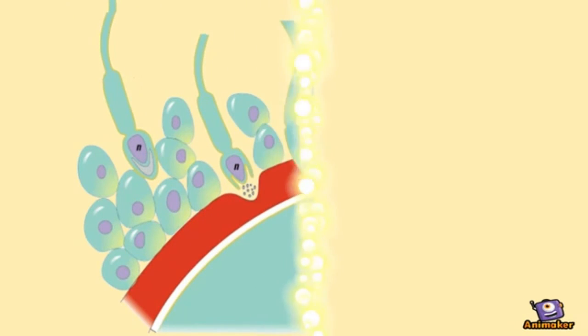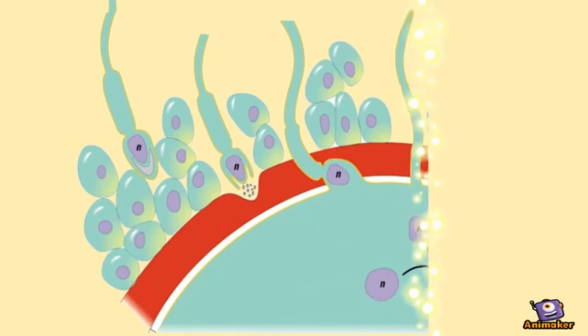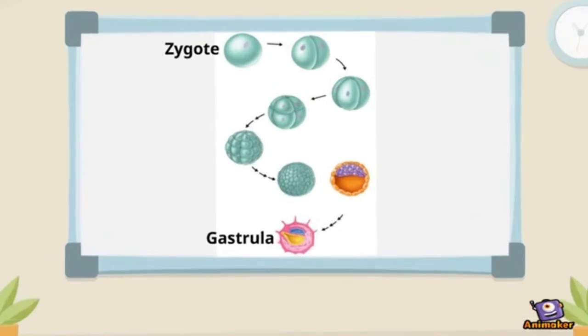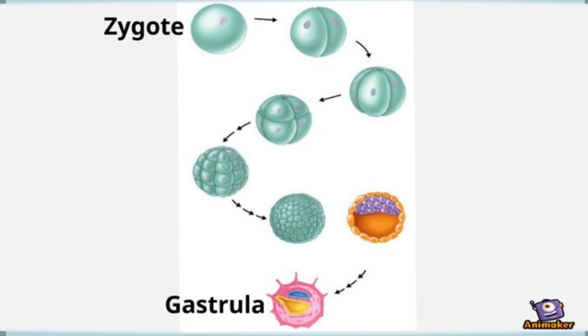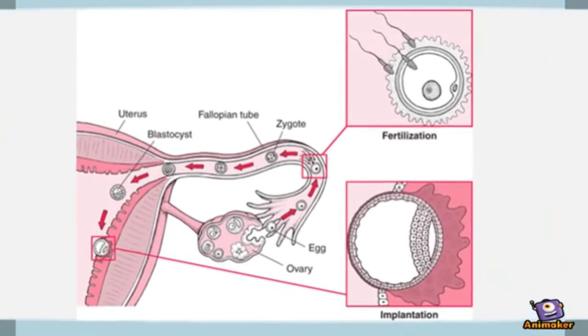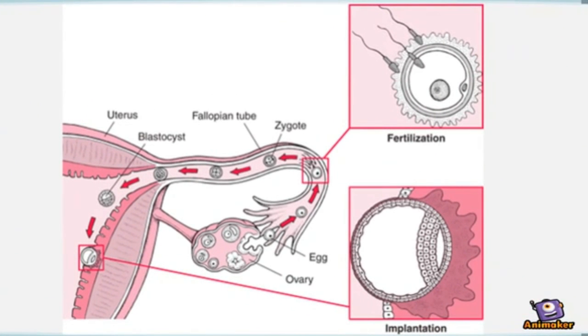The sperm fuses with the egg and changes the egg membrane to prevent other sperm from attaching to it. The ovum turns into a zygote after fertilization occurs. Development begins with cleavage, a series of rapid cell divisions that result in a multicellular ball. 6 to 7 days after fertilization, the embryo has reached the uterus as a fluid-filled hollow ball of about 100 cells called a blastocyst, growing and maturing until ready for birth.